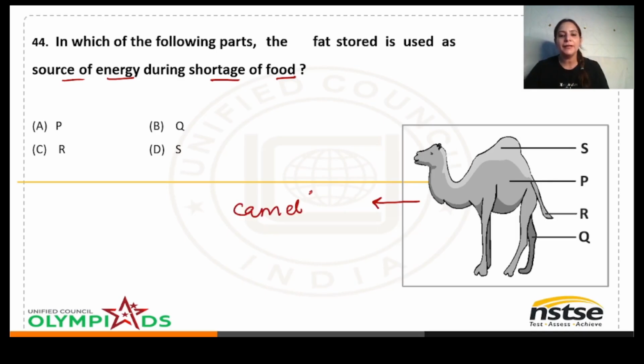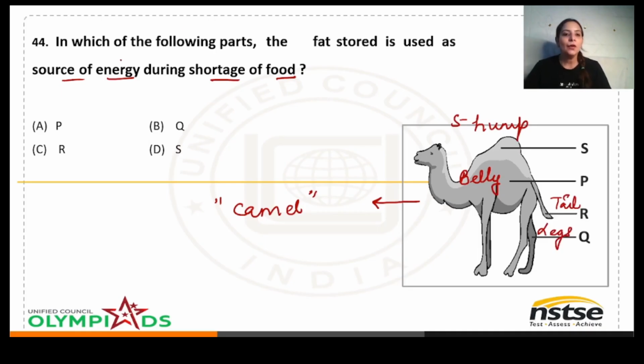You got it right. It's camel. So here it is labeled as few parts are labeled as S, P, R and Q. So before reading the option, let's identify them. S is this elevated portion which is called as hump. So S is hump. P is the belly of the camel. R indicates tail, and Q obviously indicates legs of camel.